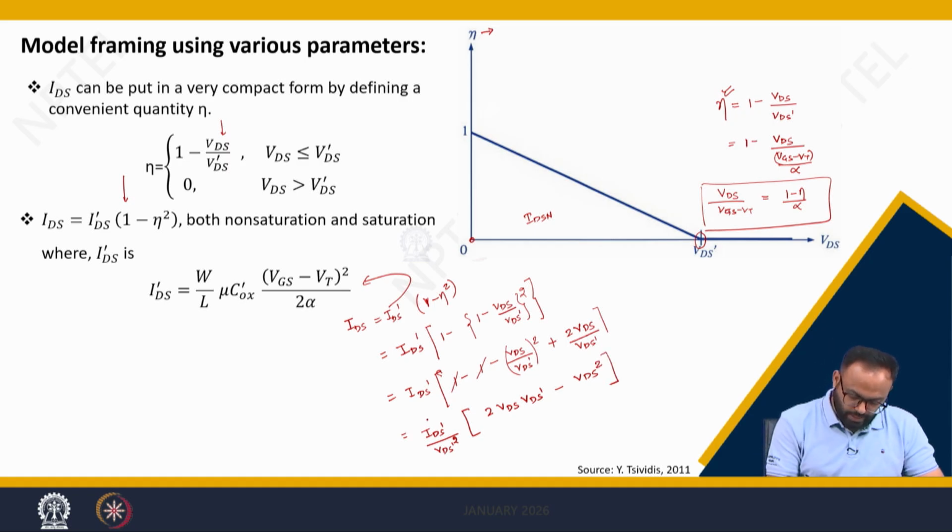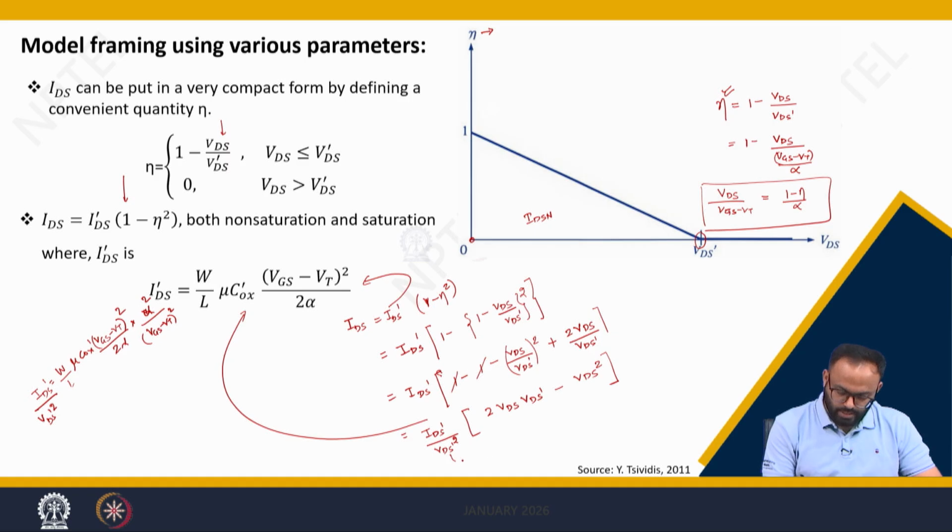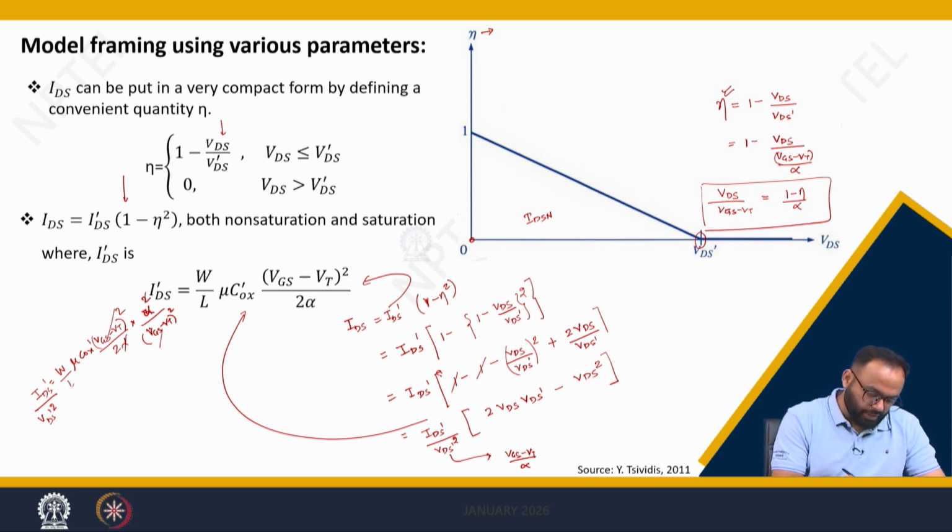Now what is IDS dash? It is this equation. So I can simply use IDS dash equals W by L into mu into COX dash into VGS minus VT whole square divided by 2 into alpha, divided by VDS dash square, meaning you need to multiply with VGS minus VT whole square into alpha square, because VDS dash is nothing but VGS minus VT by alpha. If you do so, this term will get cancelled, alpha gets cancelled, and you will be left with alpha by 2.